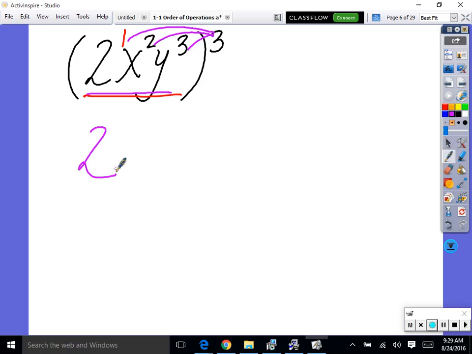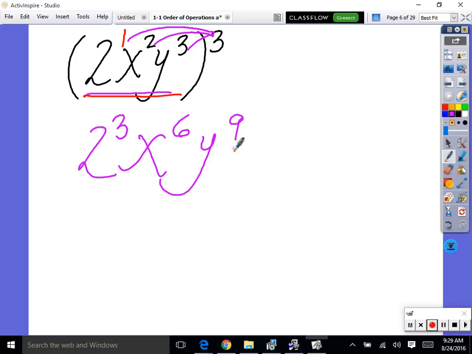So we have 2 to the 1 times 3, which is 3. x squared raised to the third, 2 times 3 is x to the 6. And then y to the 3 times 3 is y to the 9. Does everybody see how to do power to a power? Now we'll simplify if possible.